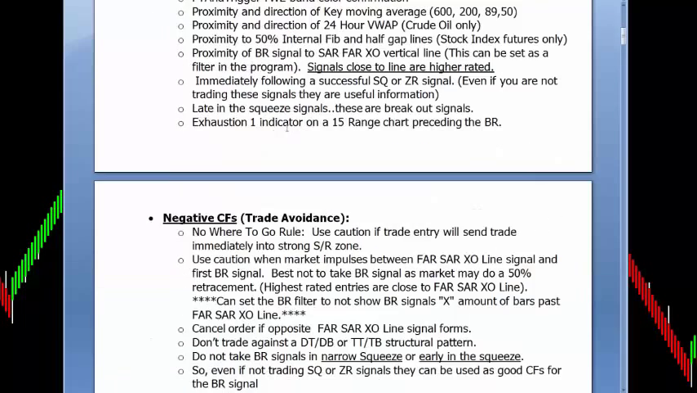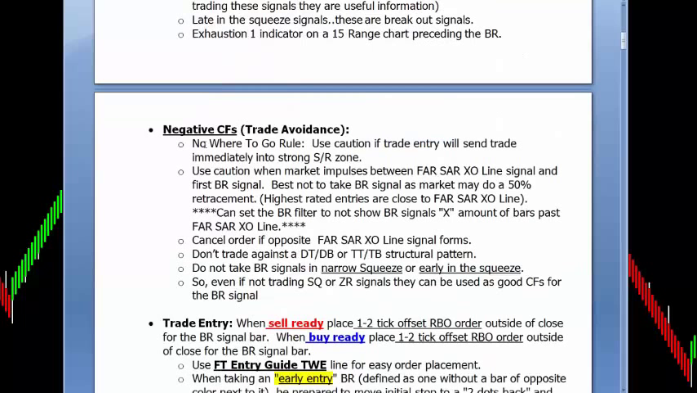And Jerry, I'm going to ask your comment on something. Let me go through these negative ones real quick. I call them the nowhere to go rule, and that's just a term I made up. It's simply using caution if your trade entry will just send it immediately into a strong support resistance zone. Use caution when market impulses between the FAR SAR XO line and the first BR. Best not to take BR signals as market may do a 50% retracement. And a little note here, highest rated entries are close to the FAR SAR XO line. You'll see that. Cancel order if opposite FAR SAR XO line forms.